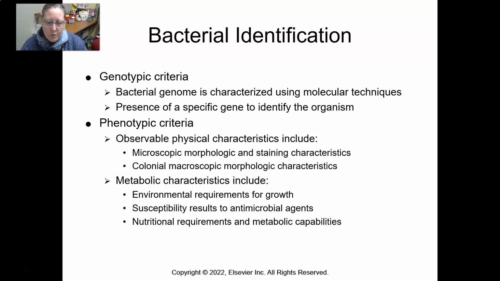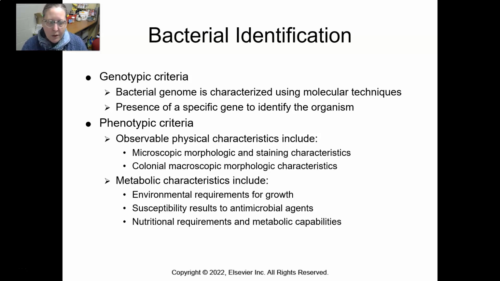What were its nutritional requirements and metabolic capabilities? What kind of sugars did it ferment? What kind of amino acids did it use? Did it produce a certain gas, or did it do this or that? And so for the metabolic identification, there are different panels that exist depending on if you're trying to look for gram-positive bacteria or gram-negatives.